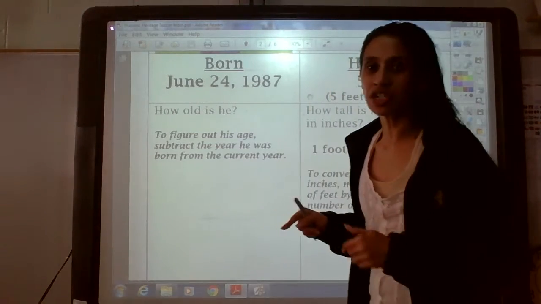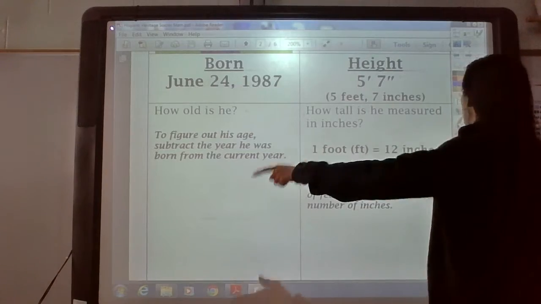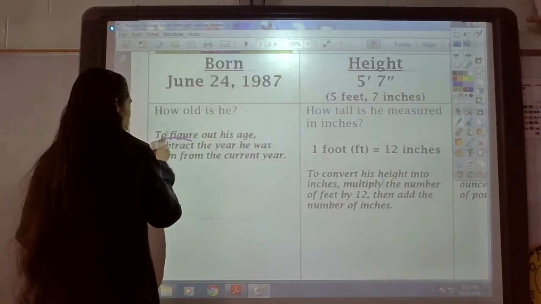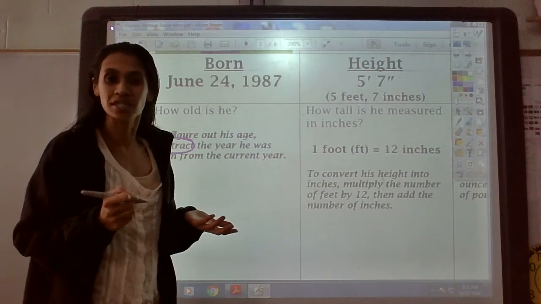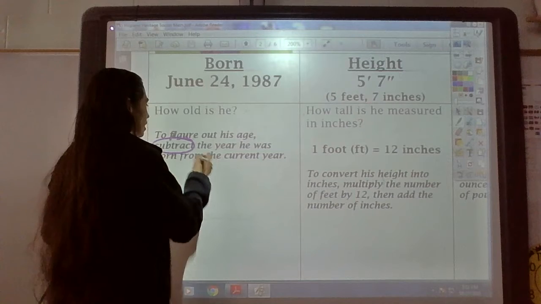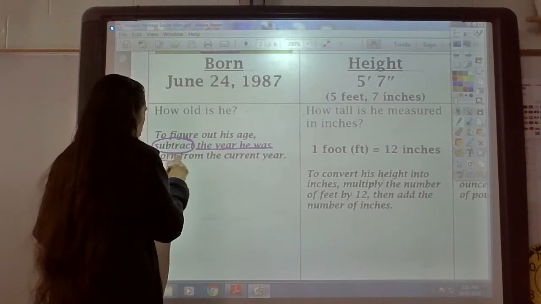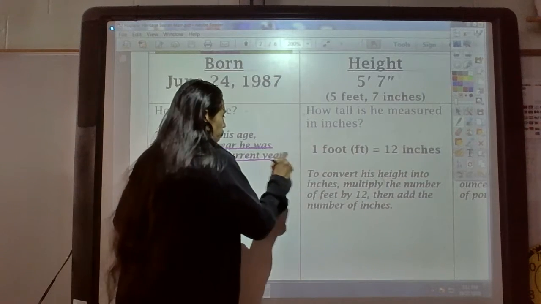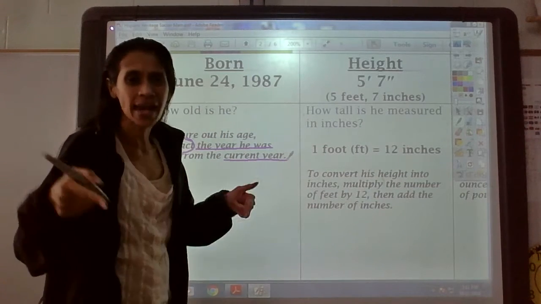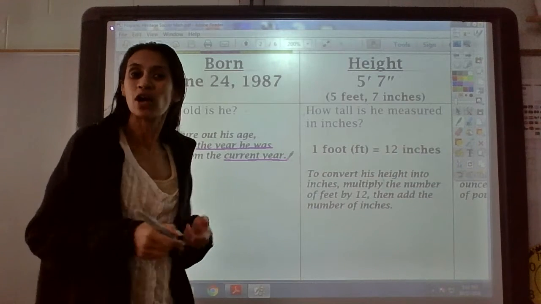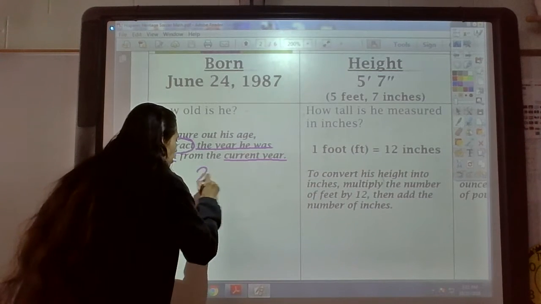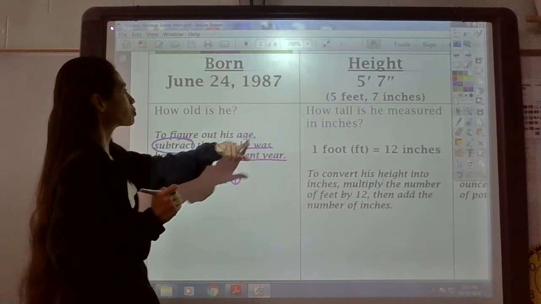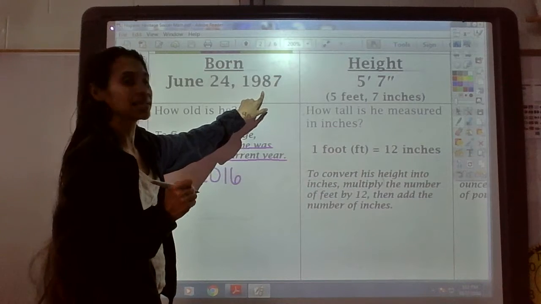So what operation do we need to do? It's right there in the clue. We need to subtract. What are we subtracting? We are subtracting the year he was born from what number? From the current year. So remember, current means right now. The year we are in is 2016. So I'm going to write that, 2016 minus what year he was born. What year was he born in? 1987.